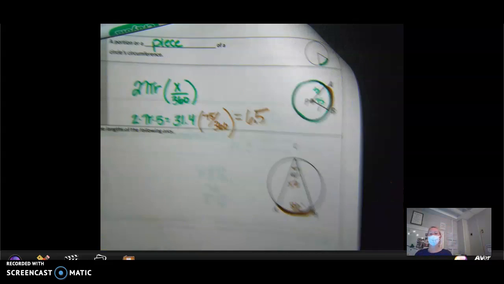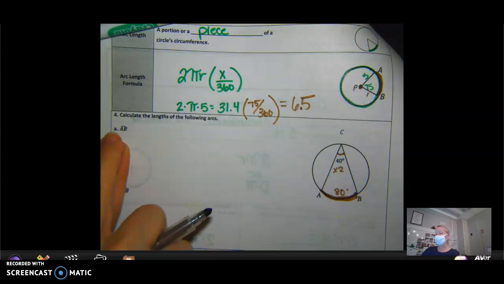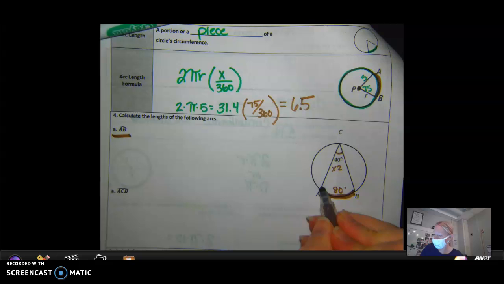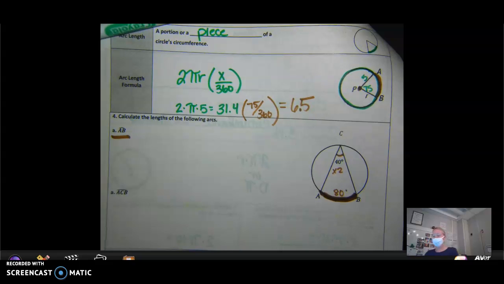Okay? Now, something to note. Do you see over here? This is how we talk about arc A to B. When they talk about that arc A to B, they're talking about A to B, this arc length. So they're wanting us to find that arc length. Tell me again how I would do that. What would I say?